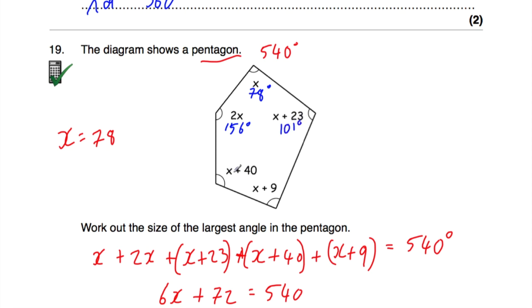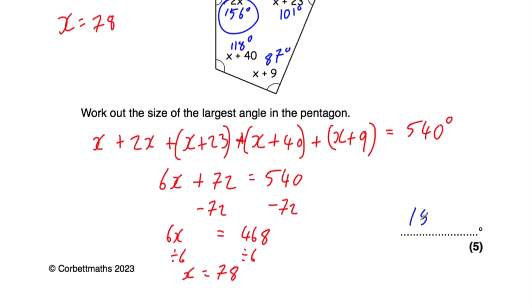This angle will be 78 plus 40. That's equal to 118 degrees. And this angle down here, it's going to be 78 plus 9. That's equal to 87 degrees. And the question asks us to work out the size of the largest angle. So it's going to be this one, which is 156 degrees. So let's write that down, 156 degrees.